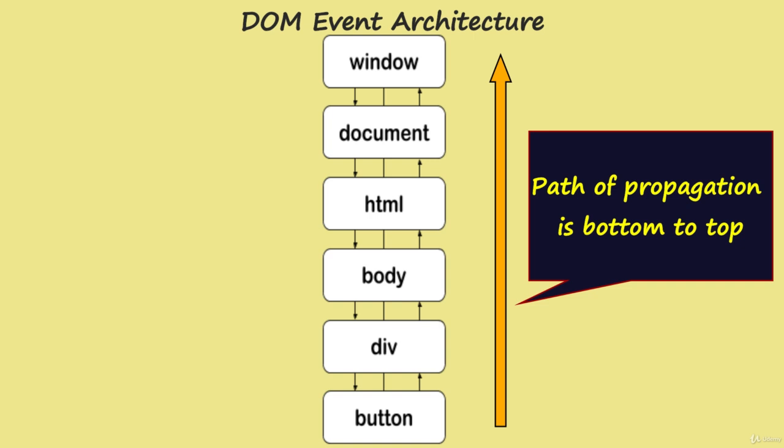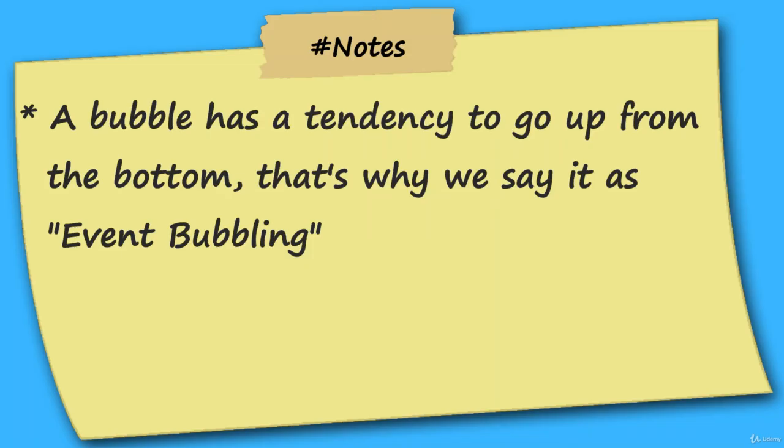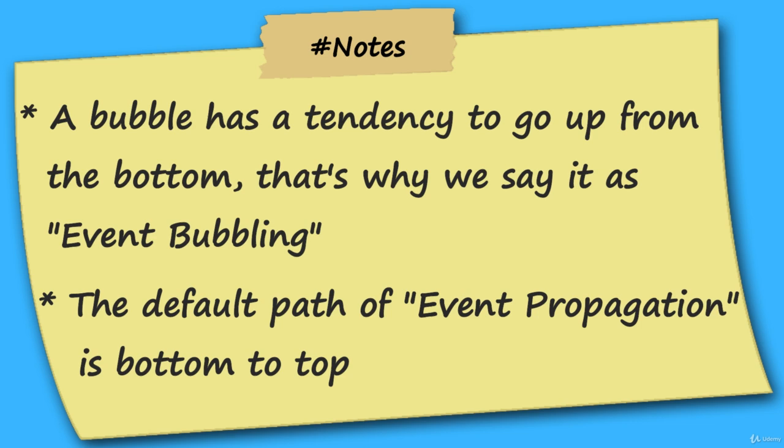First the button was clicked, then the button click was fired, and then the division click was also fired automatically. So this button's event is executed and then it goes to the ancestor, because the propagation is dispatched from bottom to top, and that's what a bubble is. A bubble has a tendency to go up from the bottom, and that's why we say that this is event bubbling. And the default path of event propagation is bottom to top. This is the behavior of event management in JavaScript.